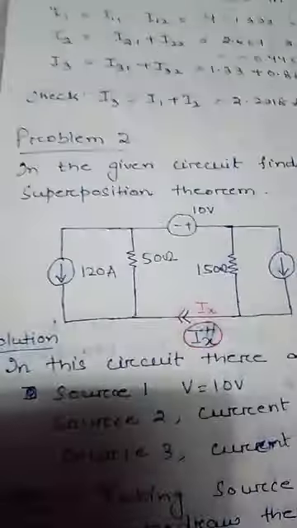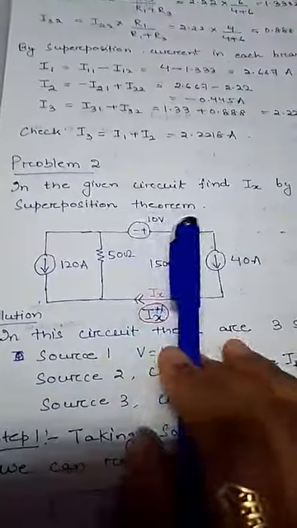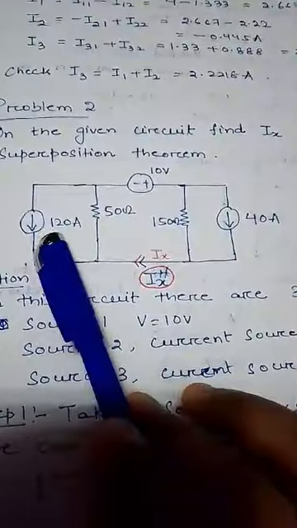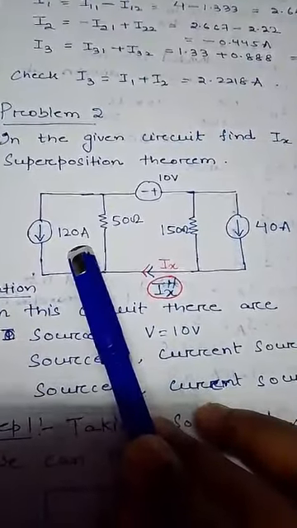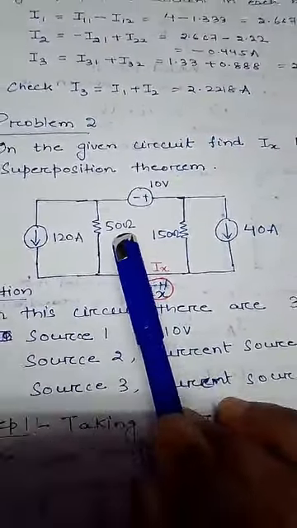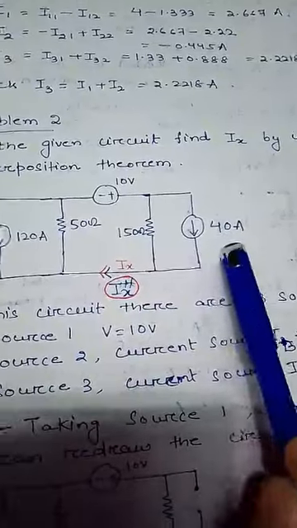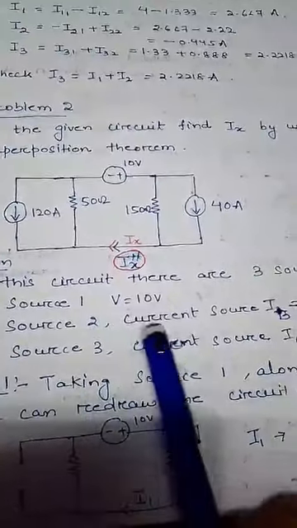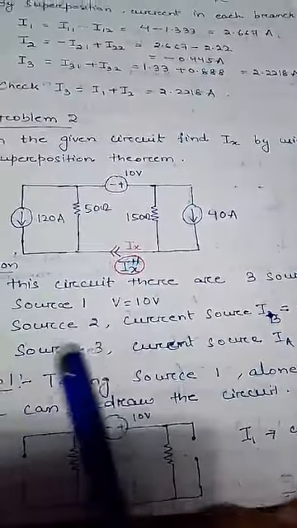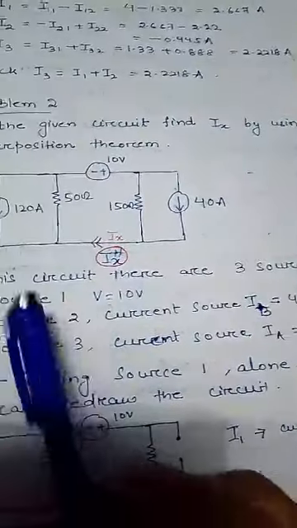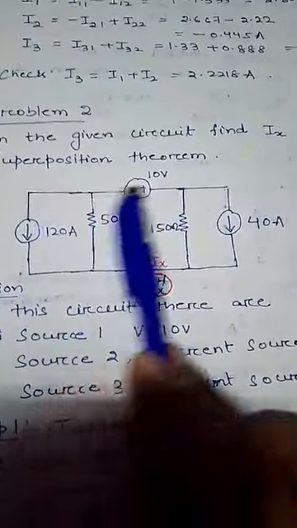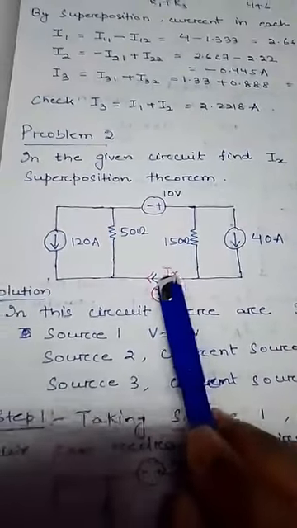In a given circuit, let us find out the current Ix by using the superposition theorem. The circuit is clearly shown here. It consists of three sources: one current source of 120 ampere, a 50 ohm resistor, another 150 ohm resistor, one voltage source of 10 volt and one current source of 40 ampere. Source 1 is the voltage source, source 2 is the current source of 40 ampere, and source 3 is the current source of 120 ampere, with two passive elements, the 50 ohm and 150 ohm resistances. In this problem we are going to find the current Ix by using the superposition principle.